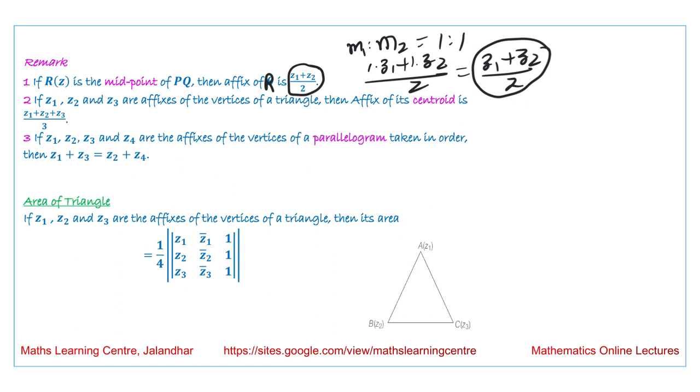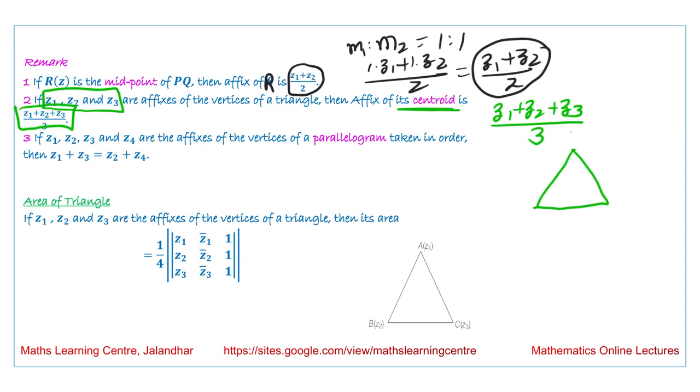And from the basic results of coordinate geometry, we know that if z1, z2, z3 are the affixes of the vertices of a triangle, then the centroid will be given by (z1 plus z2 plus z3) by 3. This we can also prove. How can we prove this? We have a triangle with vertices z1, z2, z3, and the midpoint of z2 and z3 will be (z2 plus z3) by 2. After that, we join z1 and this point, and we have to find the centroid of the triangle. The centroid divides this line in the ratio 2:1. So if we use the section formula, we will obtain that the centroid of this triangle is (z1 plus z2 plus z3) by 3.